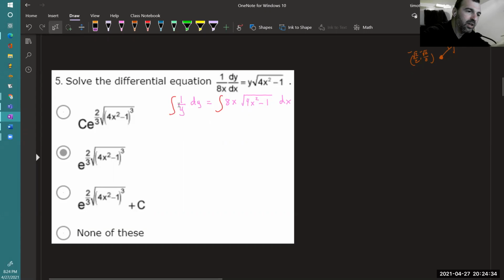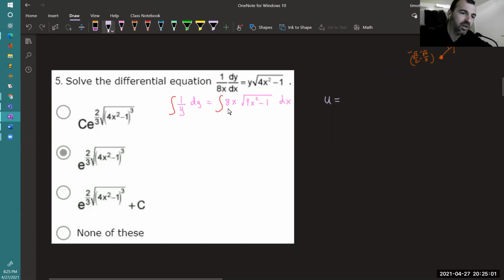This one's going to be nice and easy. It's just going to be the natural log of y. This one, I'm going to have to make, again, a u substitution. For this one, I'm going to notice that it looks like the derivative of this is here, right? Because look at this. The derivative of this whole thing is here. So that's going to be a nice little u substitution.